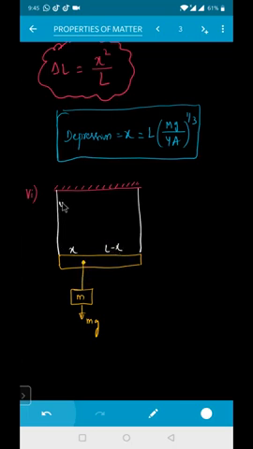This is made up of wire, so it is Y1, A1 into L. Force in this one is nothing but F1. Force in this one is nothing but F2. And it is Y2, A2, and the length will be the same.